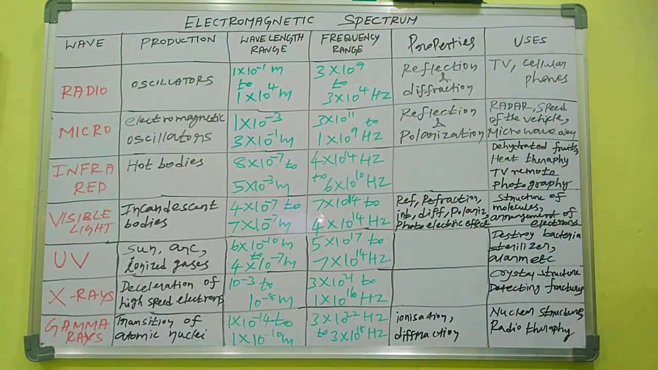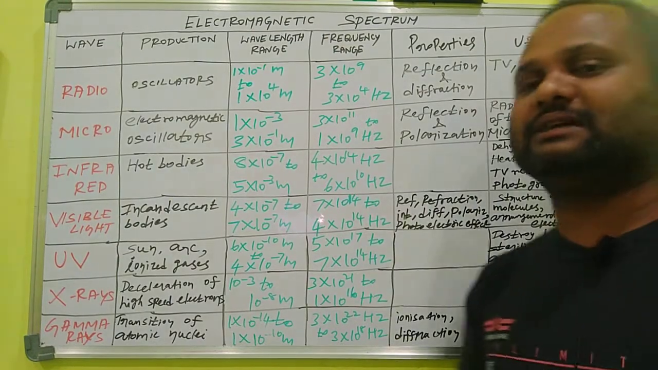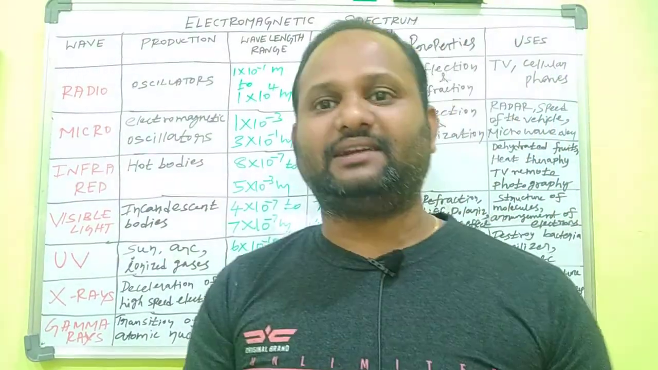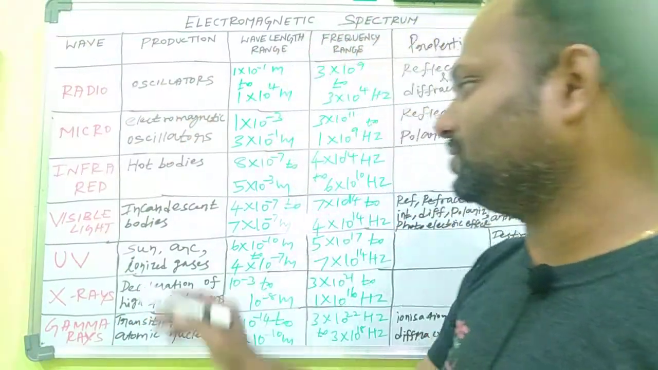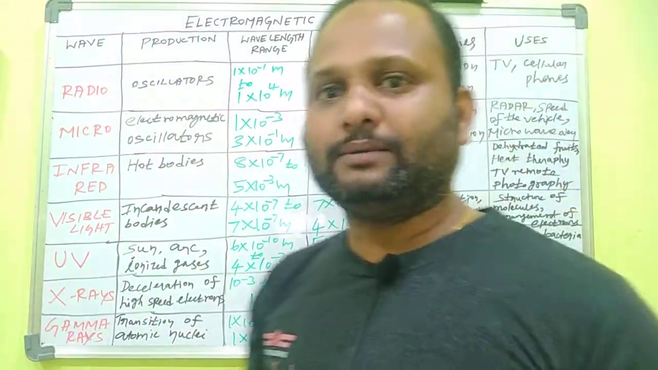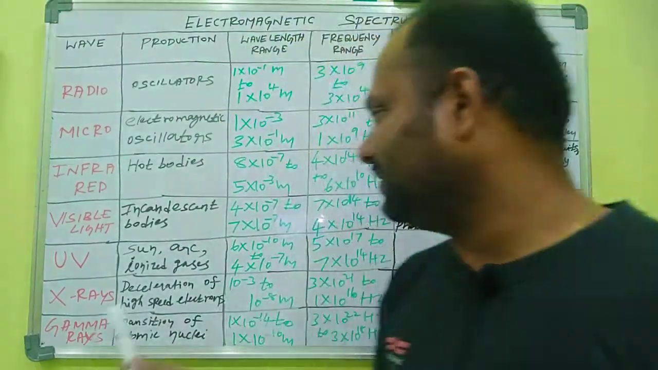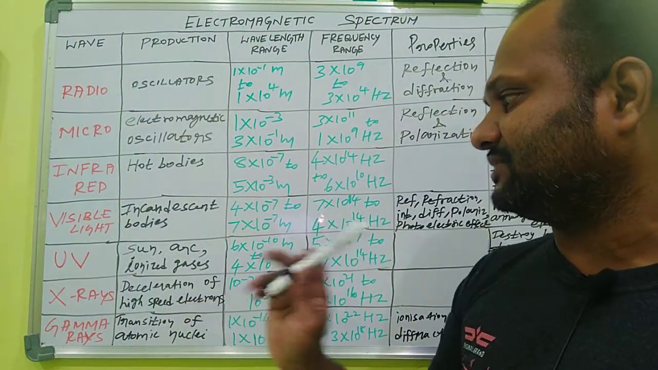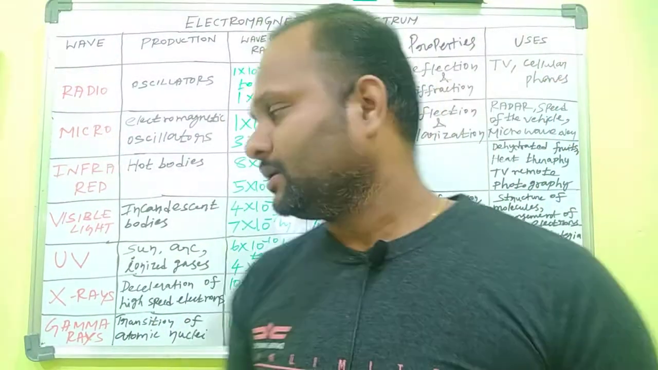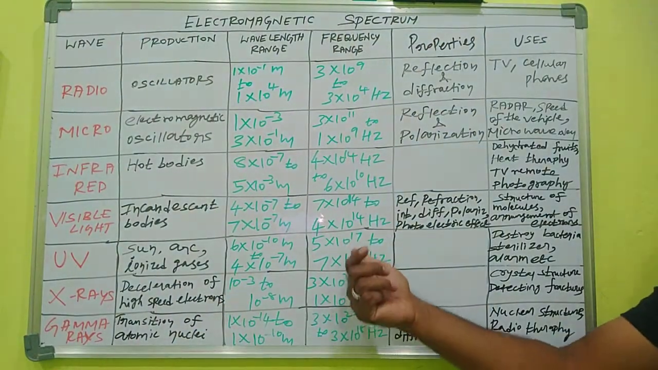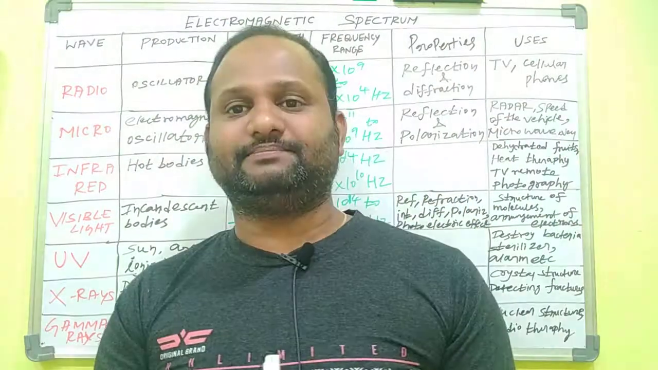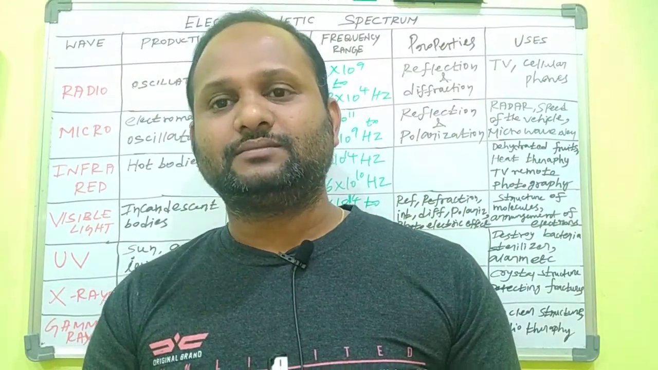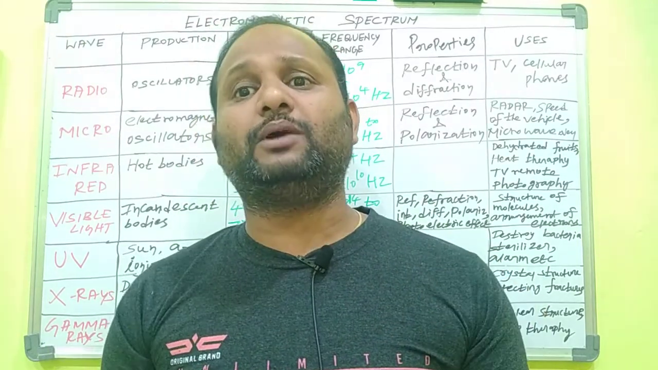Okay, the next is UV. UV means ultraviolet rays. What is the source of ultraviolet rays? The main source is the sun. We can also produce ultraviolet rays by using arcs, ionized gases, etc. The wavelength range and frequency range are given. The frequency is just higher than visible light. These ultraviolet rays have less penetrating power, and they are also harmful to our human body.